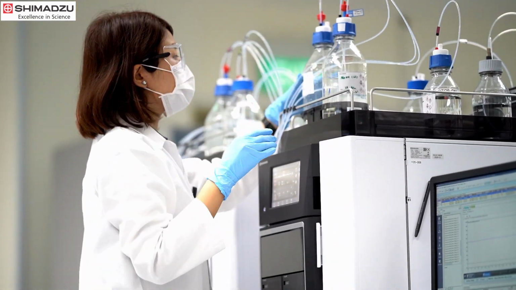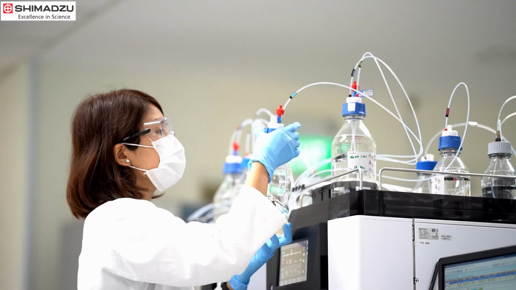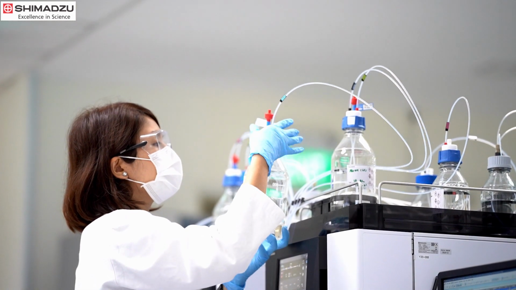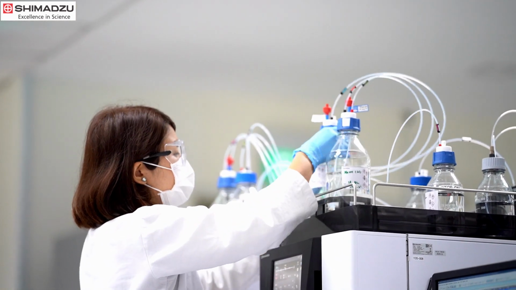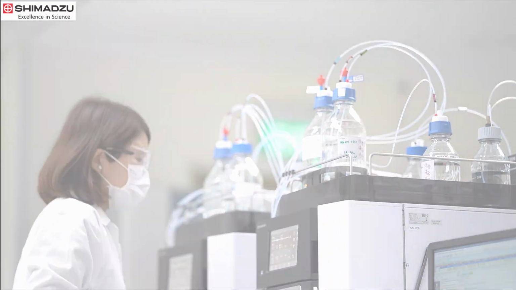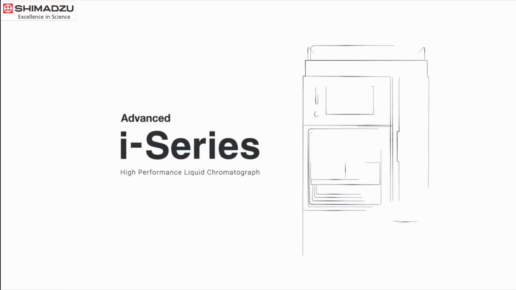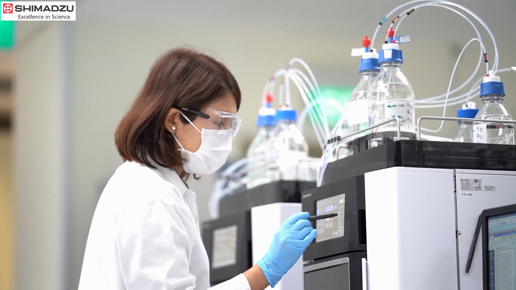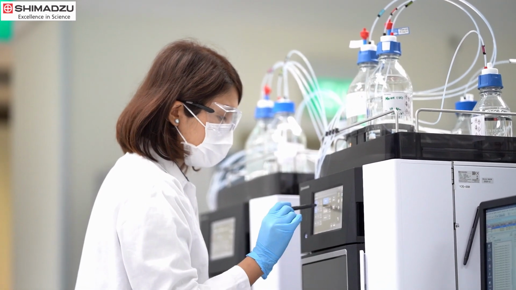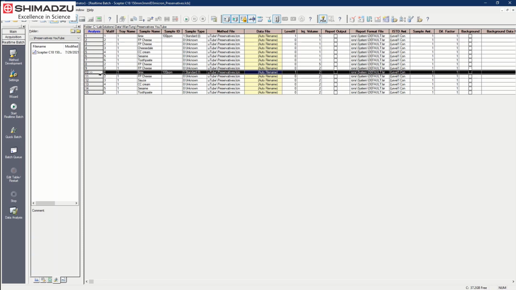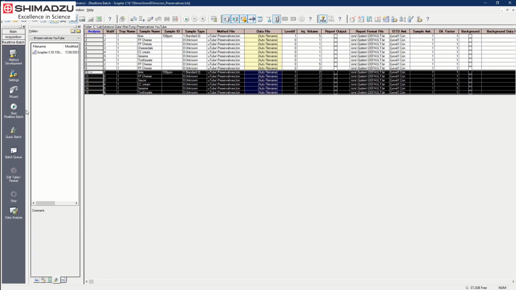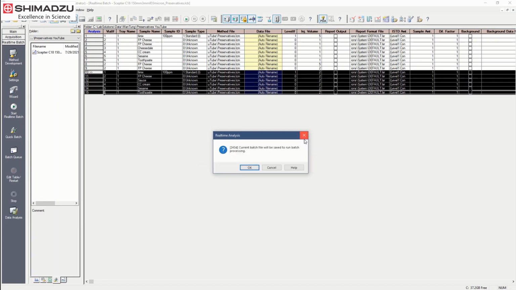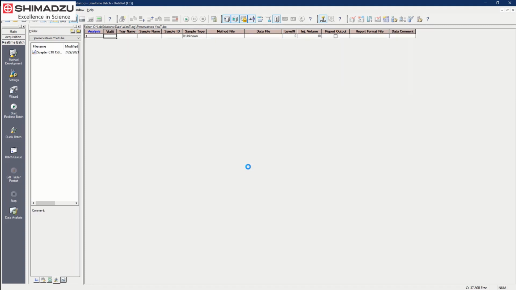Now, let's move on to the HPLC analysis. Shimadzu Advanced I-series HPLC with UV detector was employed for this analysis. To start the analysis, click Real-Time Batch and highlight the batch sequence. Then, click Start Real-Time Batch to start the analysis.